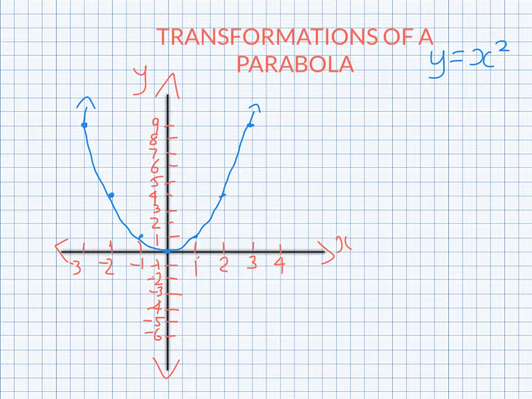So what if I want to graph now y equals, say, x squared plus 3? What we're doing is we're taking the x squared value and just adding 3 each time. So the y value will increase by 3 each time. If we look at this point here, the y value is 4. It'll move up to 7 in the graph y equals x squared plus 3. Here the y value is 1. It'll move up 3 to 4.